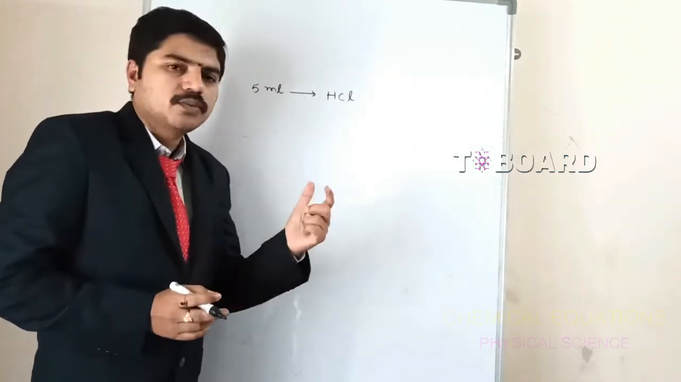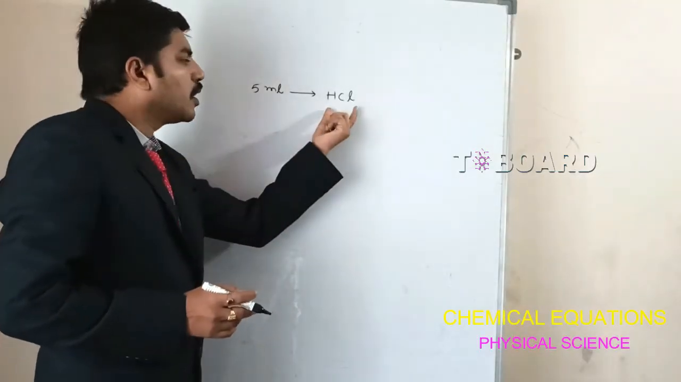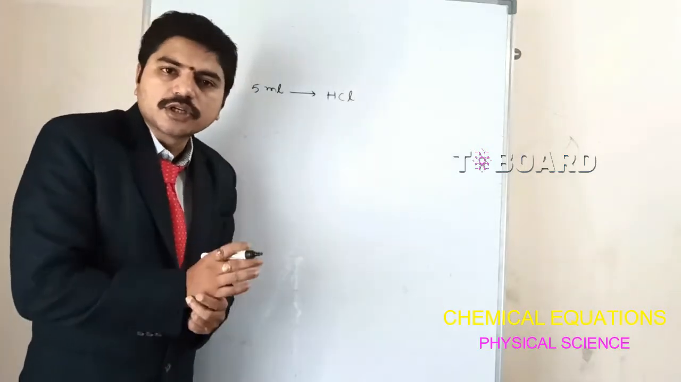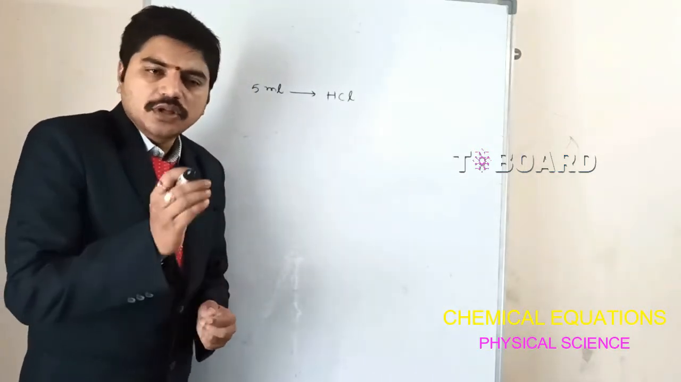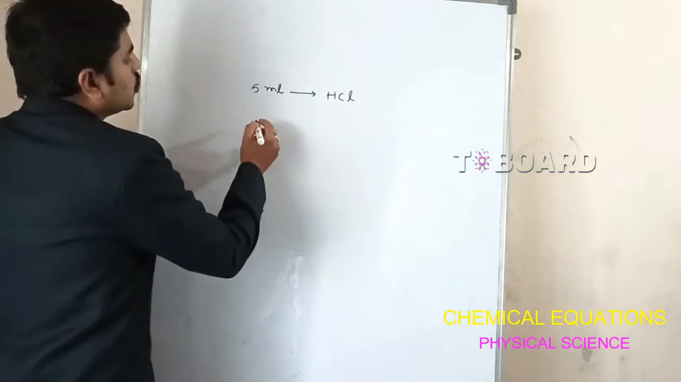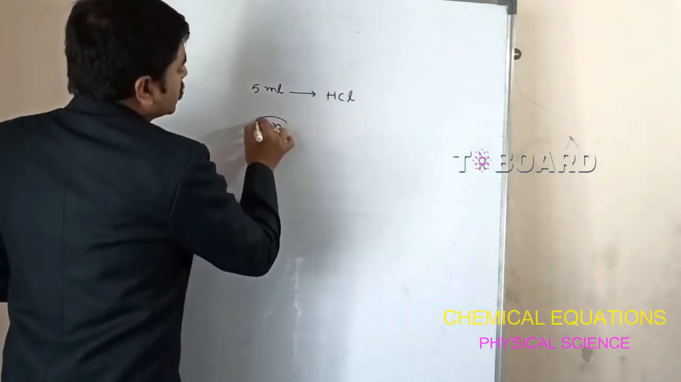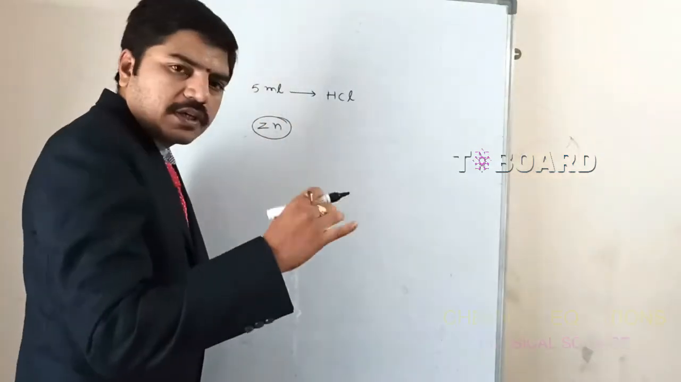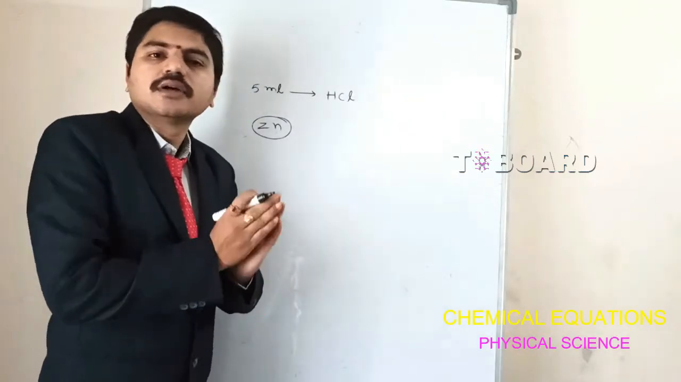For example, I want to take 5 ml of hydrochloric acid. I am going to take it in a conical flask. In that conical flask, I am going to add the zinc granules, Zn. So I am going to add zinc granules to the hydrochloric acid.